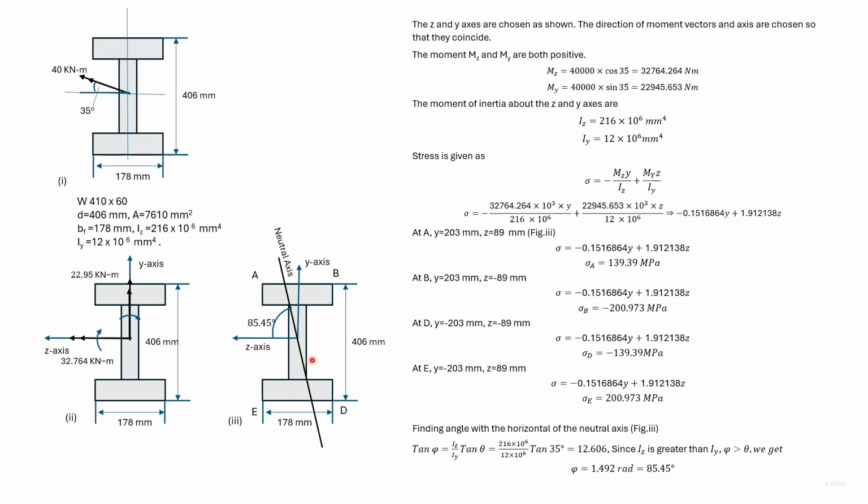The angle that the neutral axis makes with the horizontal is given by this equation. You can find out phi. In this problem, Iy is less than Iz, so phi is greater than theta.